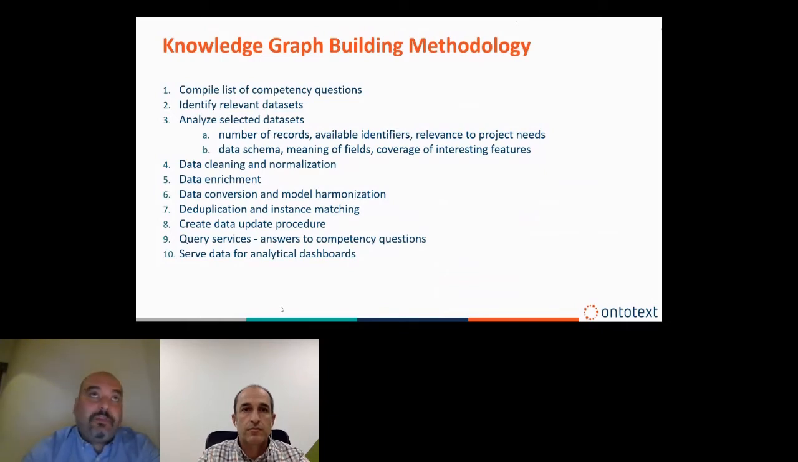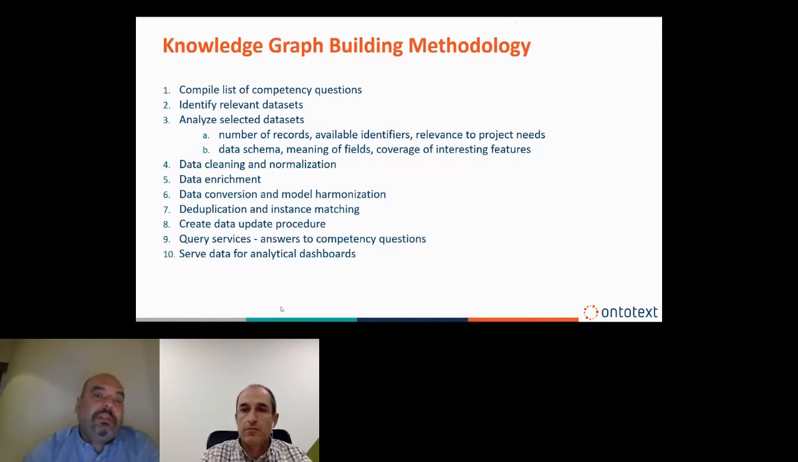And once you have the broader list of candidate data sets, you can go into a deeper analysis of what is the actual content that they will bring in. What are the number of records available, how comprehensive is the data set, what are the available identifiers that you can use to interlink it with other data sources, what is the relevance, which data set will provide you which piece of data that will solve a specific question that you have in mind.